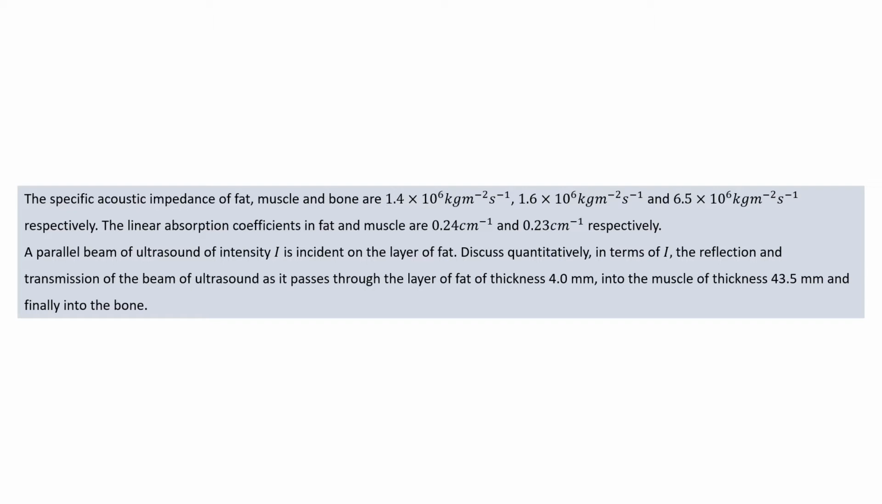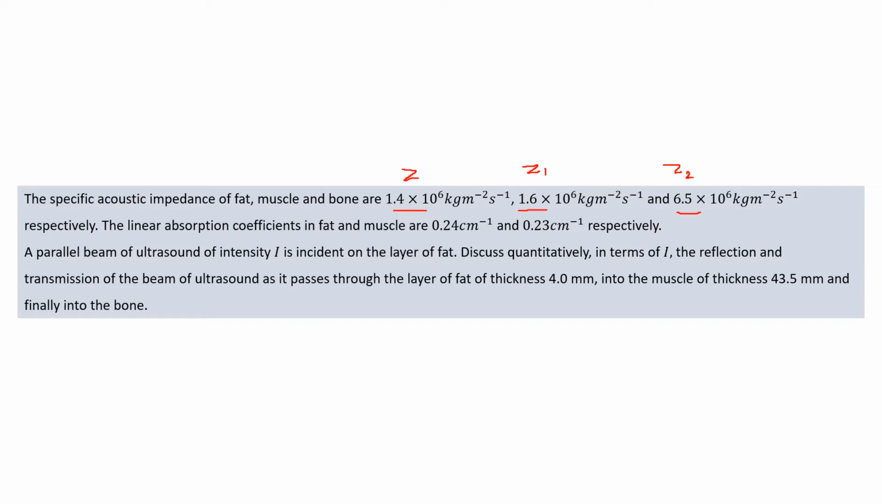What is given? The specific acoustic impedance of fat, muscle and bone are 1.4 into 10 to the power 6, 1.6 into 10 to the power 6, and 6.5 into 10 to the power 6. So these are the specific acoustic impedances that you know. Let's say this is Z1 and this is Z2, respectively.